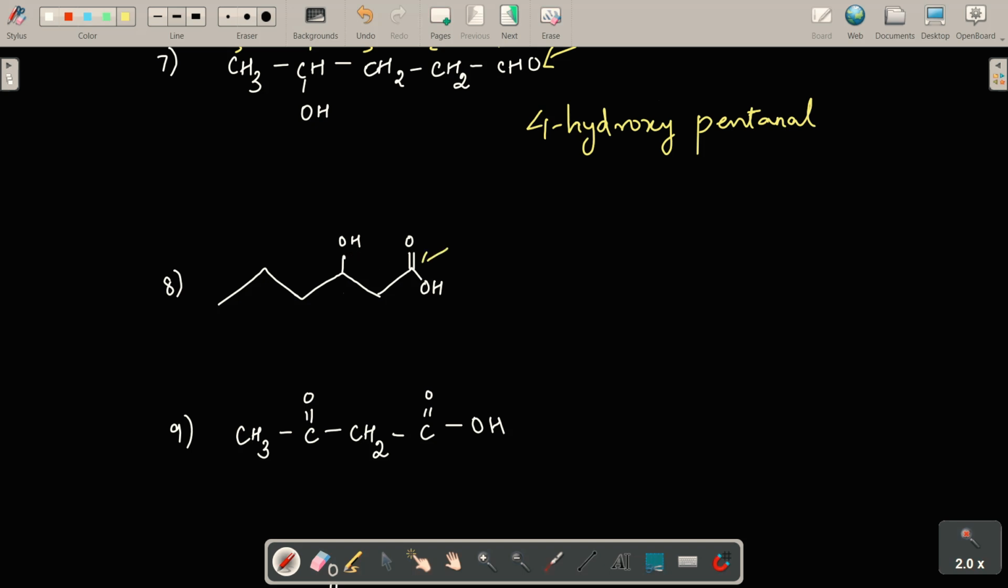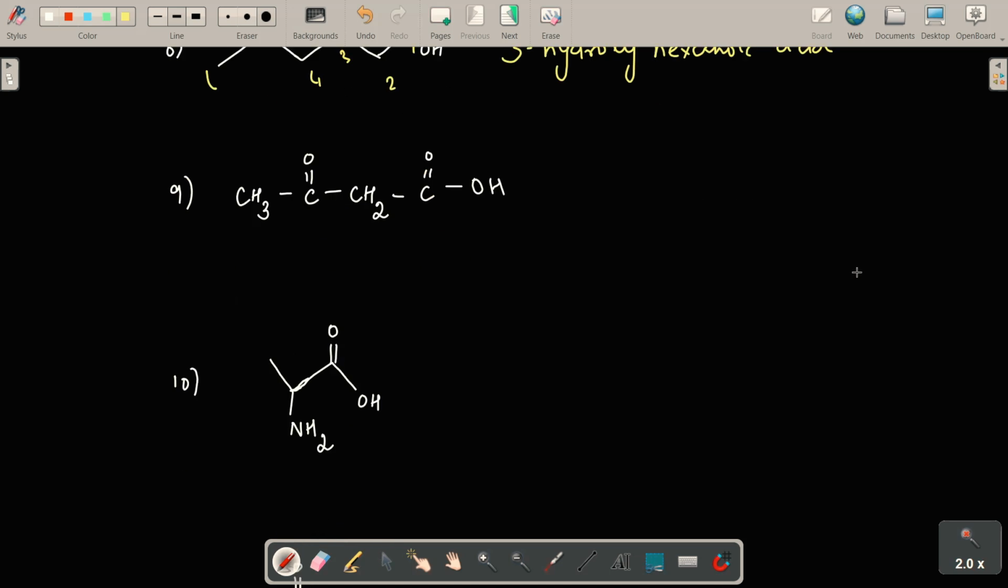The priority will be given to the COOH. So you have to give the numbering from here: 1, 2, 3, 4, 5 and 6. So it is a hexanoic acid, and in 3 position you have the hydroxy OH group. So we have to write the name as 3-hydroxy hexanoic acid.